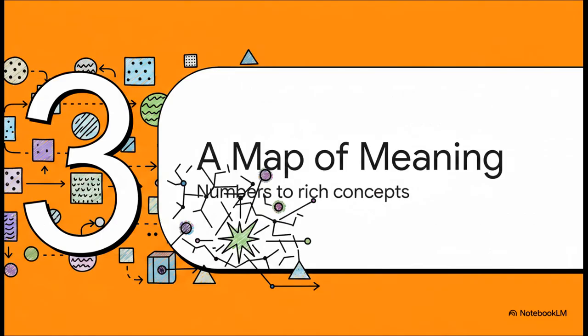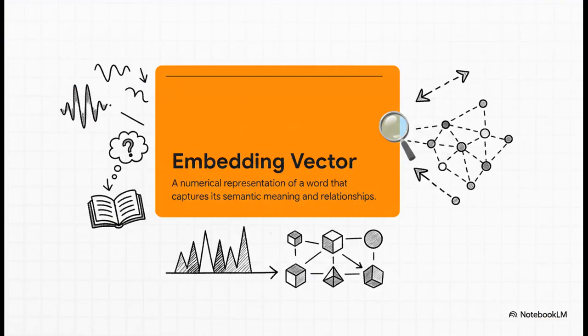And this is where things get really, really interesting. We have these meaningless ID numbers. So how do we breathe life into them? How do we give them actual meaning? Well, we create what you can think of as a map of meaning. The key to this entire map is something called an embedding vector. Now, I know that sounds super technical, but think of it like this. It's a long list of numbers, sometimes hundreds of them, that acts as a coordinate. It's not just a random ID anymore. It's a very carefully calculated address that represents a word's meaning and how it relates to every other word.